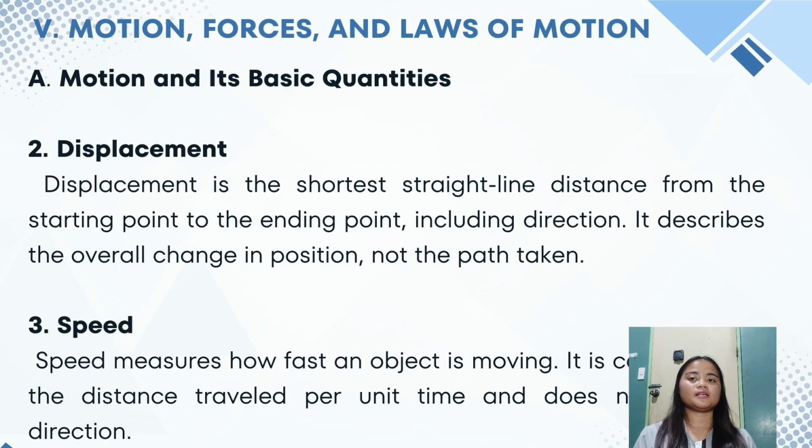Next is displacement. Displacement is the shortest straight-line distance from the starting point to the ending point, including direction. It describes the overall change in position, not the path taken. So the shortest straight-line distance from the starting point to the ending point is what we call displacement.